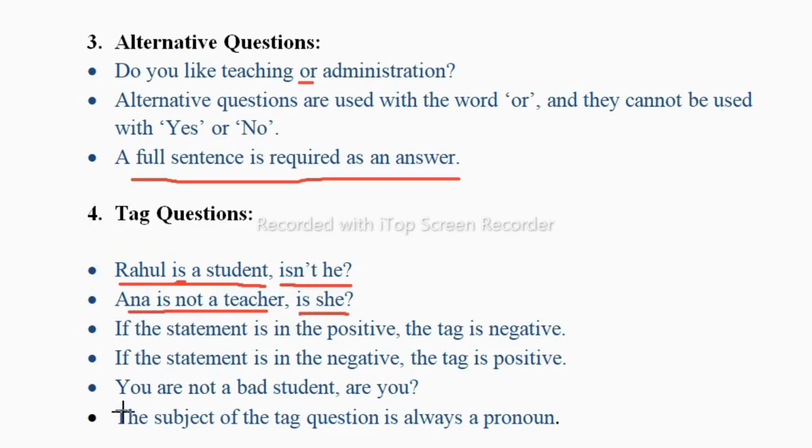Now here one more example, you are not a bad student. Here again we have "not" in this sentence, so obviously our question tag will be positive. But how will we write the question tag? By using the given verb, that is, are you? So the subject of the tag question is always a pronoun. You should not use Rahul here. You have to change Rahul to he, Anna to she.